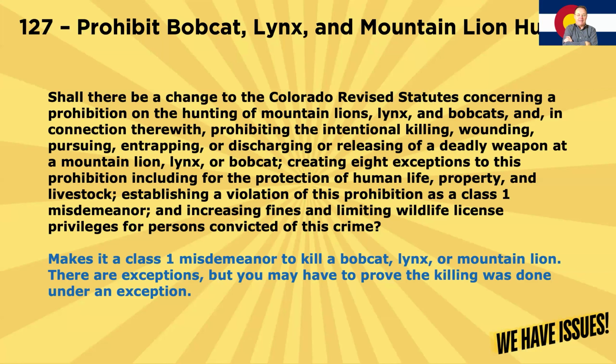Issue 127, prohibiting bobcat, lynx, and mountain lion hunting. That's pretty much sums it up. Even though we have the ballot language here, it makes it a class 1 misdemeanor to kill a bobcat, lynx, or mountain lion. There are exceptions, but you may have to prove the killing was done under an exception. What would those exceptions be? Devil's in the details on this one. First of all, I don't support it. I'm sitting on the couch on this one, for a couple of reasons.